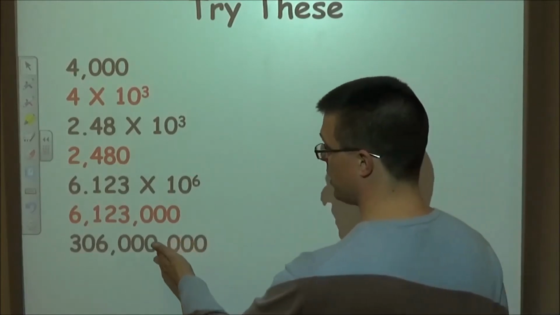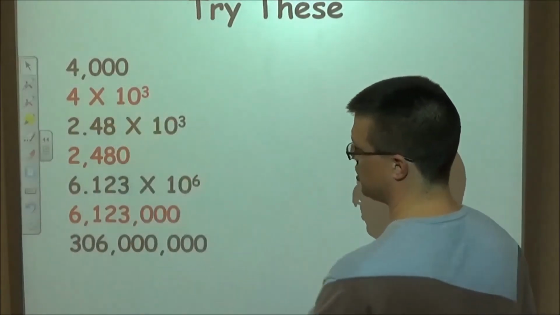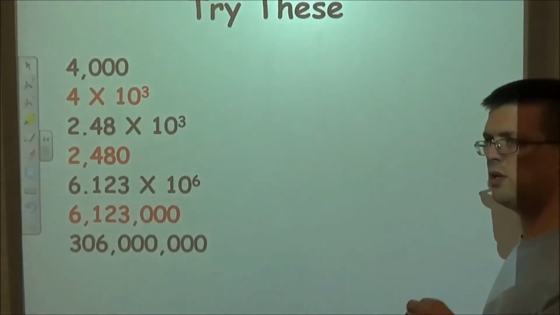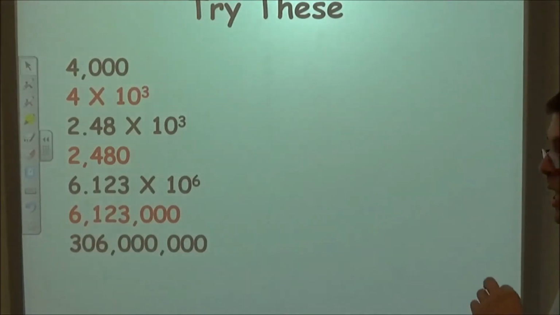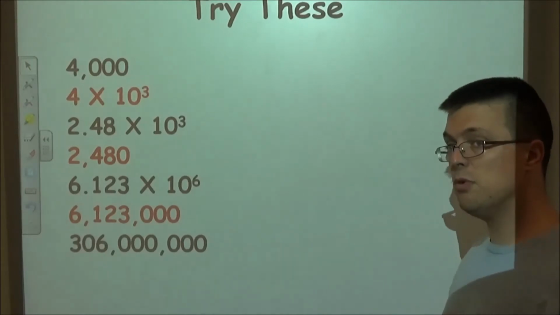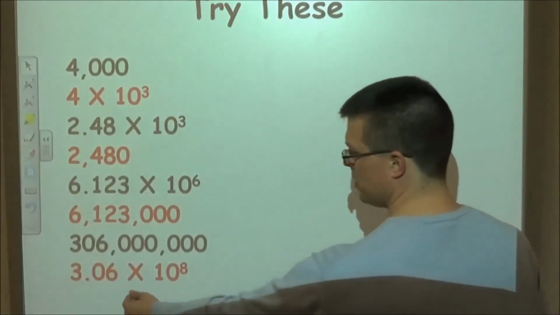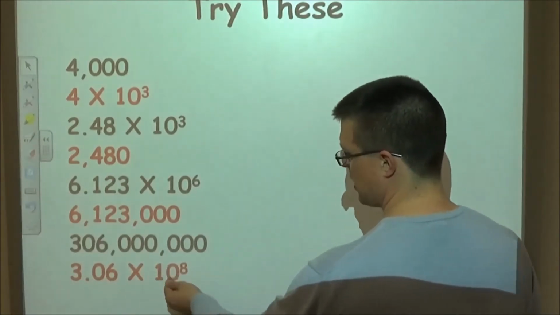Our last one is writing a number in scientific notation. So your decimal's here, and you're going to move it over until you hit a number between 1 and 10. And then you're going to count up how many times you moved it. Let's see what you did. Well, it's 3.06 times 10 to the 8th power.